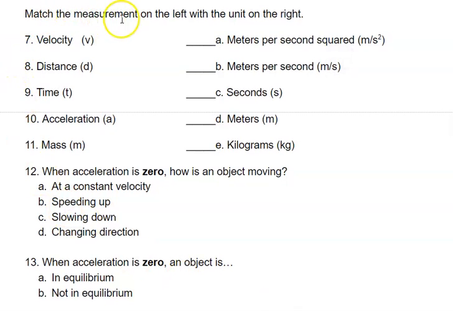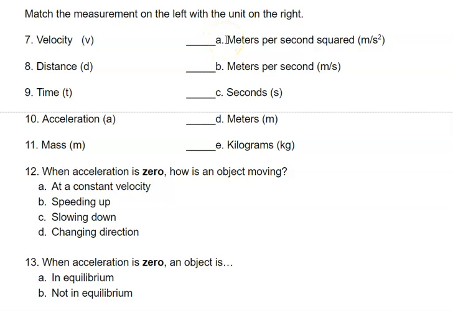Match the measurements on the left with the units on the right. 7. Velocity, known as v. 8. Distance, known as d. 9. Time, known as t. 10. Acceleration, known as a. 11. Mass, known as m. Now you can either put numbers or draw lines.